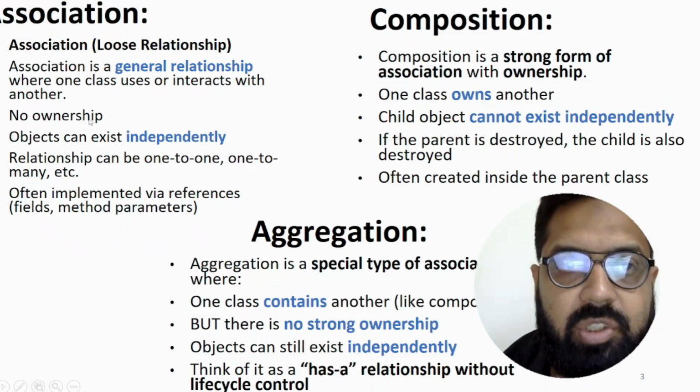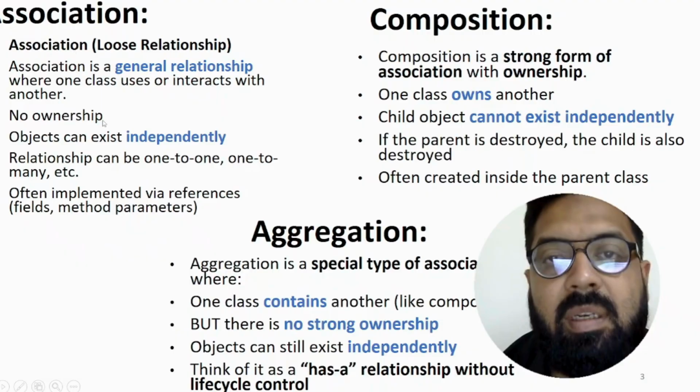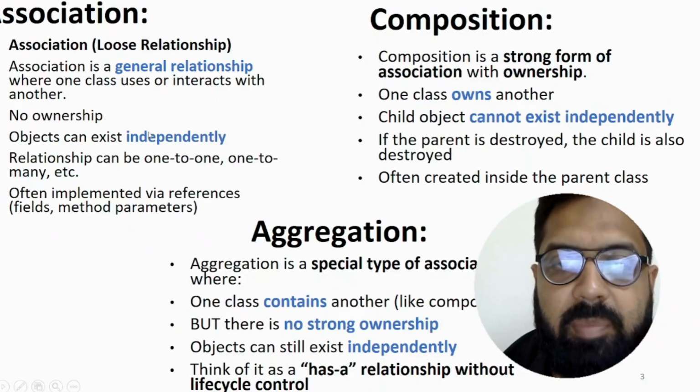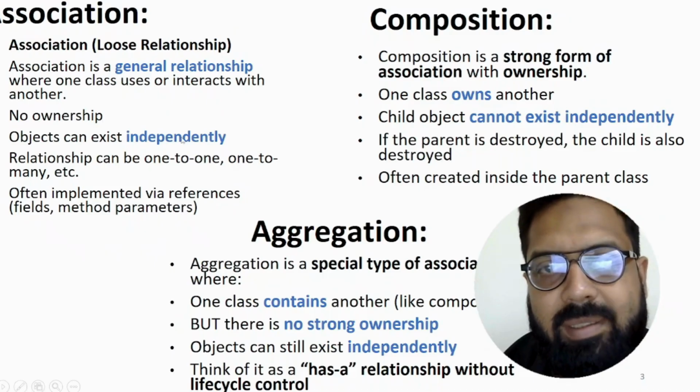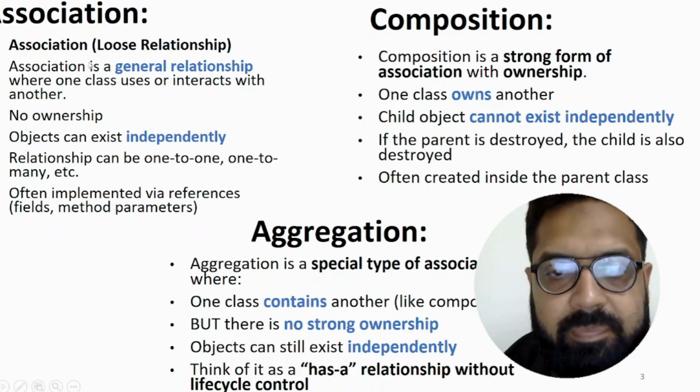Furthermore, in association there is no ownership. No ownership means every class exists independently. If we delete one class, then it will not delete the relationship of another class. This is the type of association.